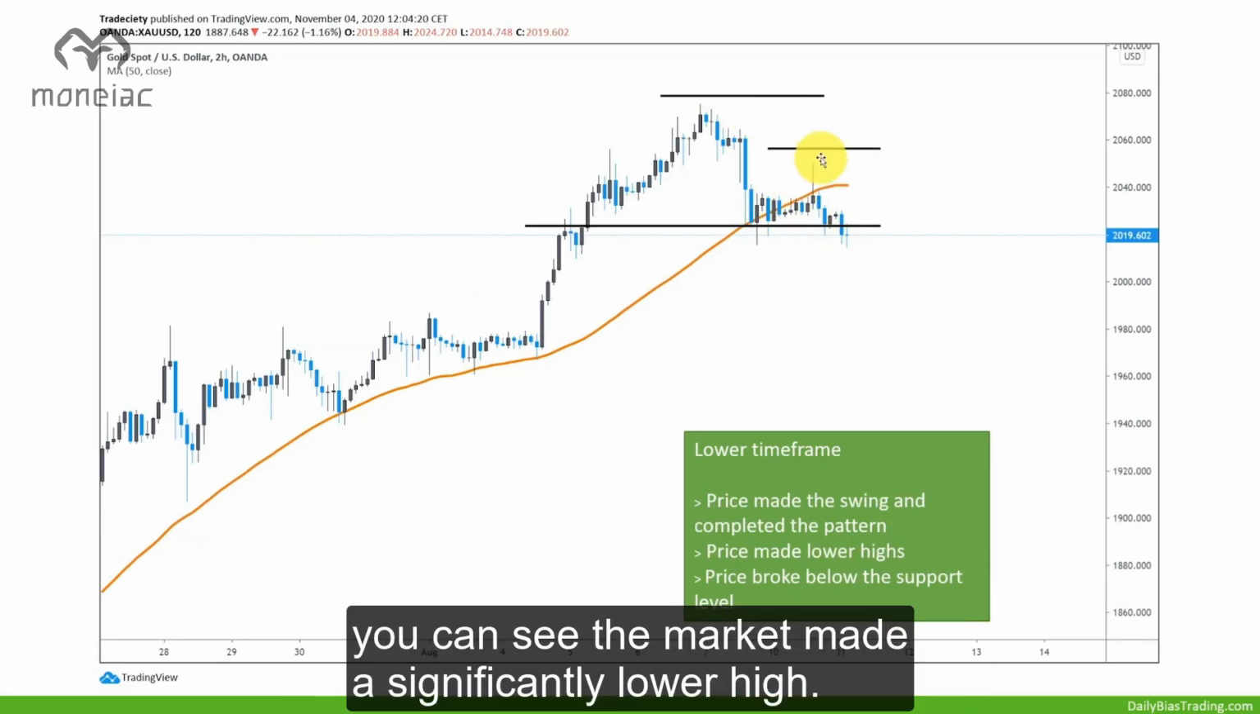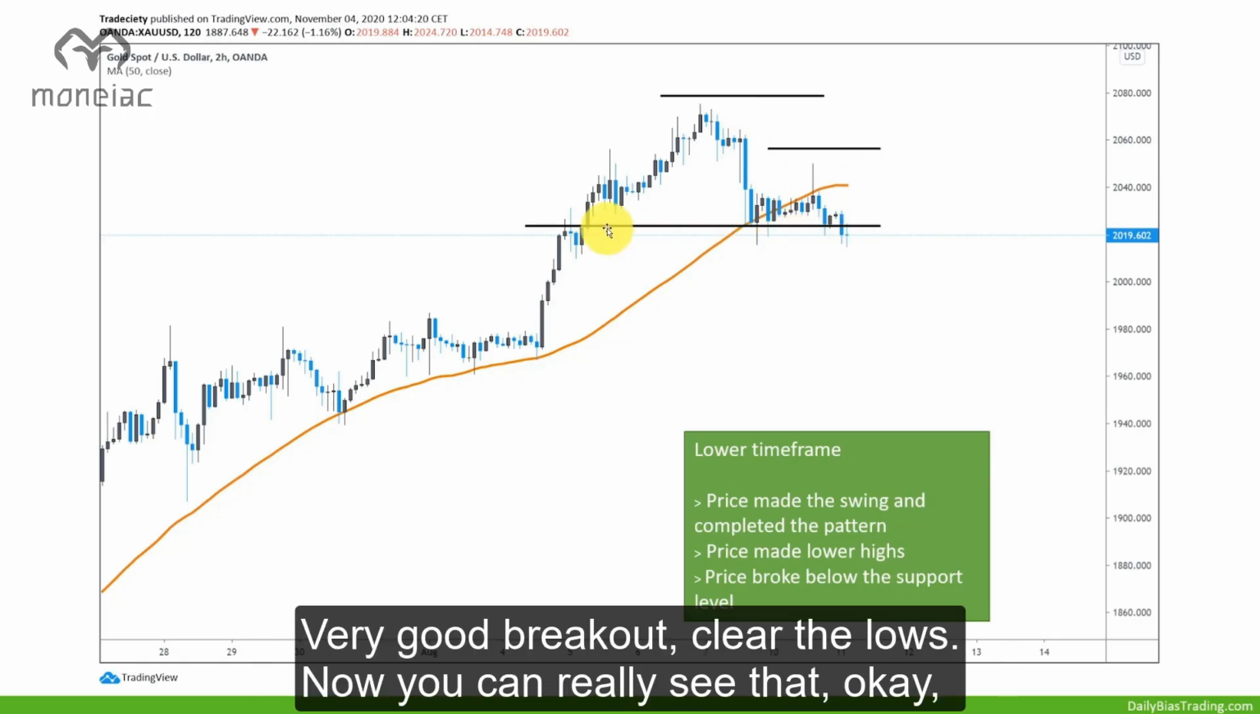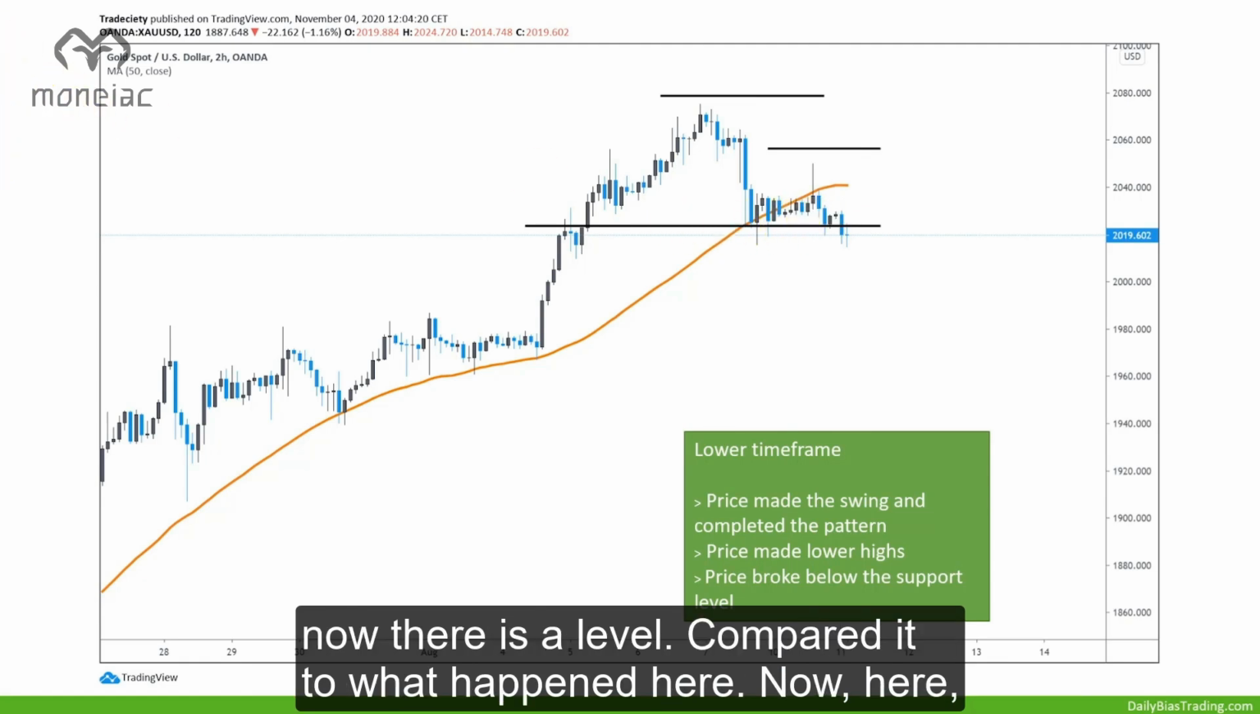You can see the market made a significantly lower high. It didn't break the moving average right away. And then here was the breakout. Very good breakout, cleared the lows. Now you can really see that, okay, now there is a level. Compare it to what happened here.